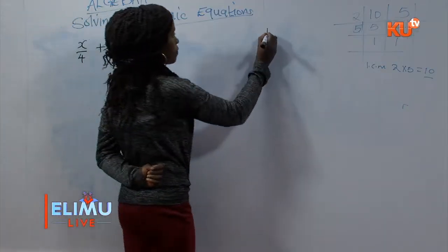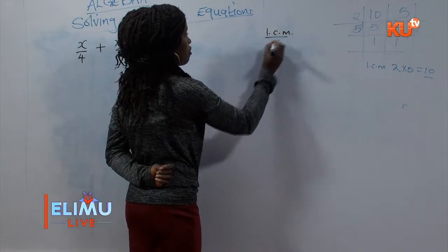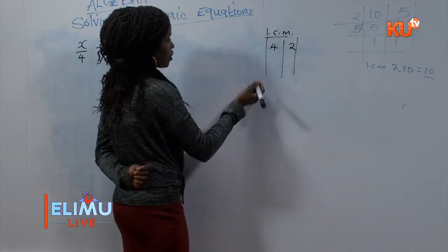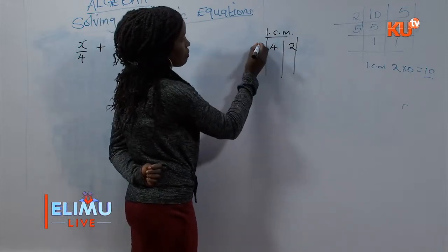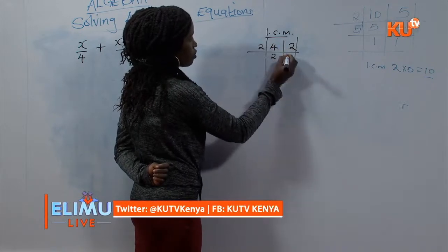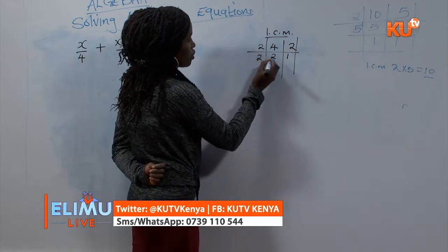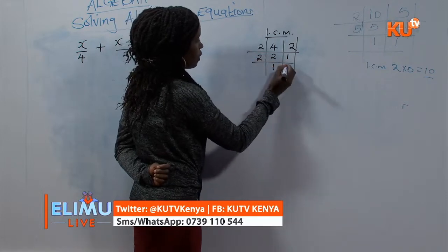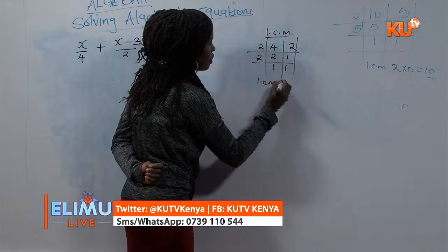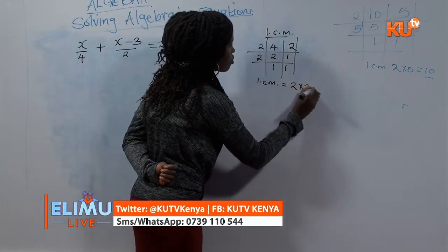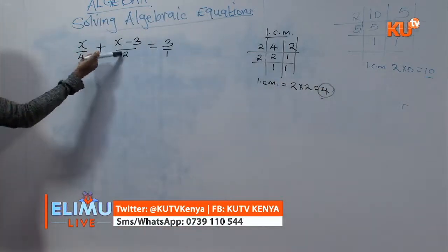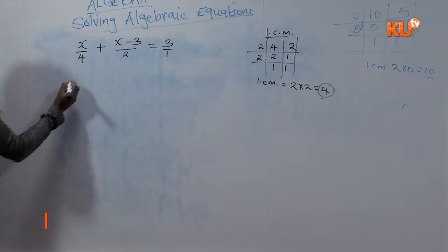So the LCM of 4 and 2. Here we divide by 2, use prime numbers. 4 divided by 2 is 2, 2 divided by 2 is 1. We use 2 again, 2 by 2 is 1, 1 by 2 is 1. So our LCM is going to be 2 times 2, which is 4. So that 4, I'm going to use it to remove the denominators.